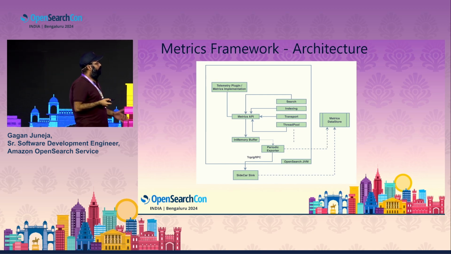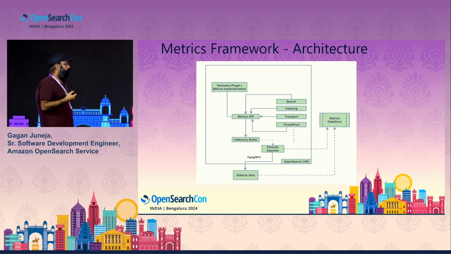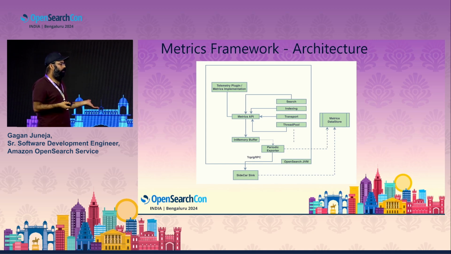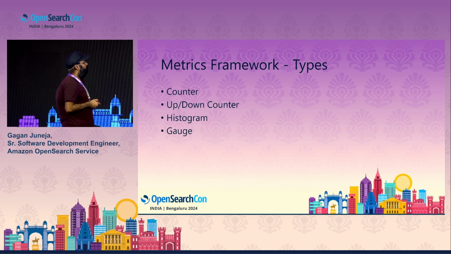The metric architecture is also the same, but here, instead of the tracing API, we are writing to a metric API, and the implementation is provided by the telemetry OTel plugin. We can have a separate implementation for metrics also. Instead of an exporter, now we have a periodic exporter. It by default aggregates them for 60 seconds and then publishes it to the external collector.